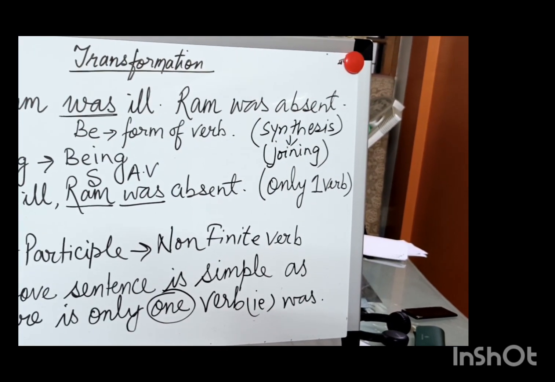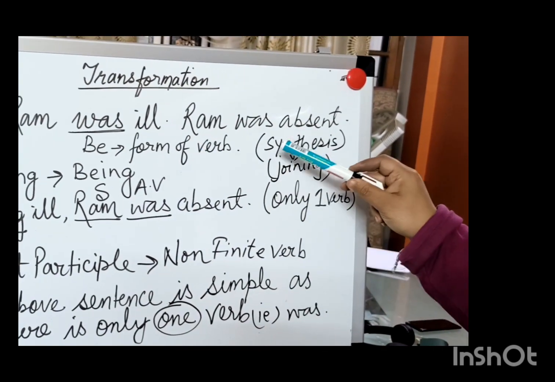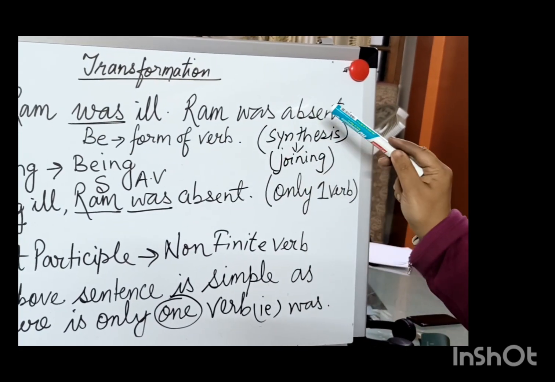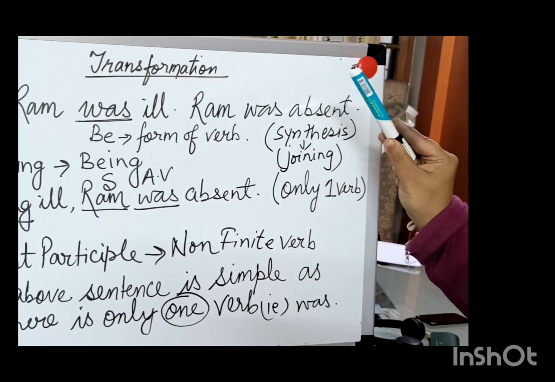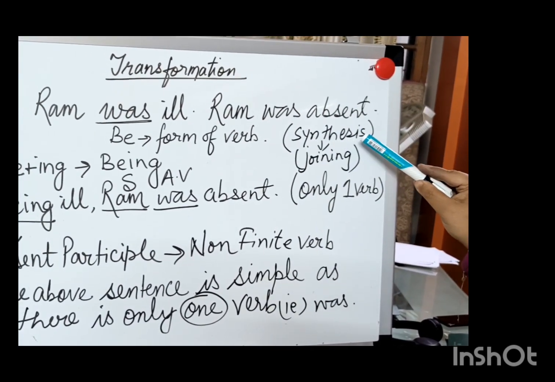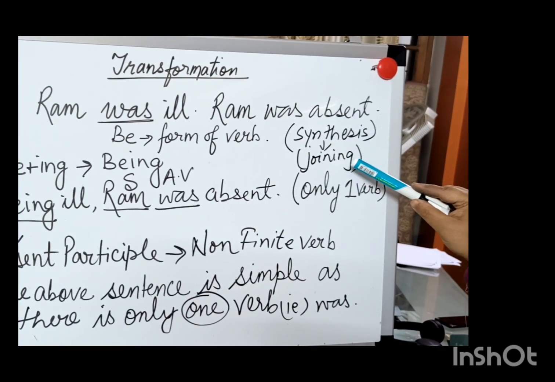So I have written two sentences. Ram was ill, Ram was absent. So you can see that the subject in both the sentences is the same, that is Ram. So first we will join the two sentences, that is we will use the method of synthesis. Synthesis is joining the sentences.